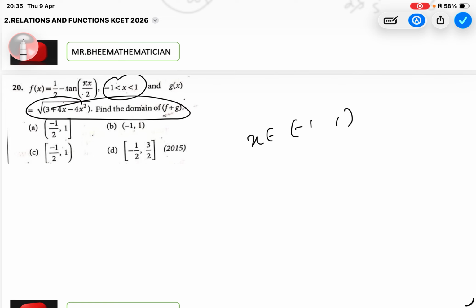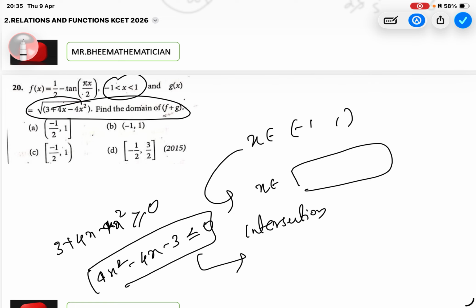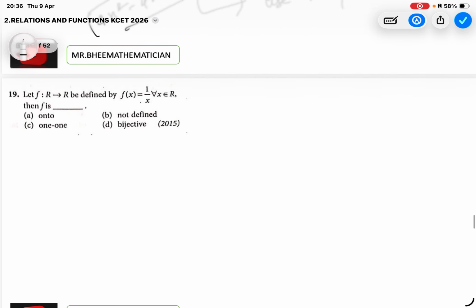And here they have given the domain x belongs to minus 1 to 1. Find the domain of this one as well and take the intersection. That's it. I hope you can find 3 plus 4x minus 4x square is greater than or equal to 0. It means 4x square minus 4x minus 3 is less than or equal to 0. Use the wavy curve method. Which is that wavy curve method? Please go and watch it, and find the intersection between them.